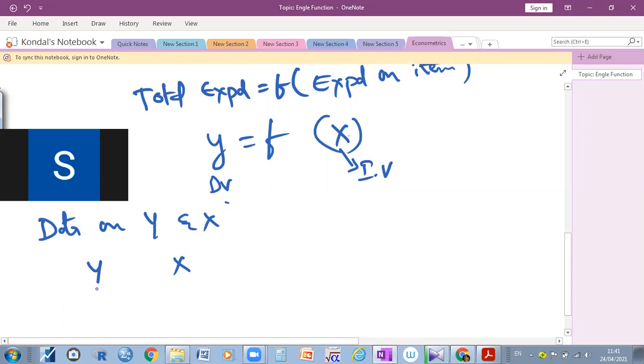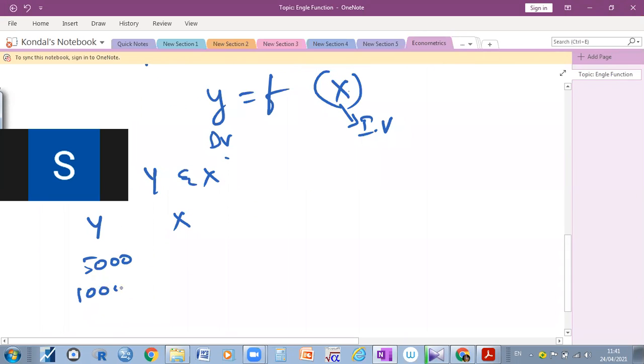Different houses, sir. No, I am giving an example. For example, I am asking, what is the total expenditure? 5,000. 5,000. 10,000. Okay. Saraswati's expenditure is 10,000. Maheshwari, your total expense is 5,000.